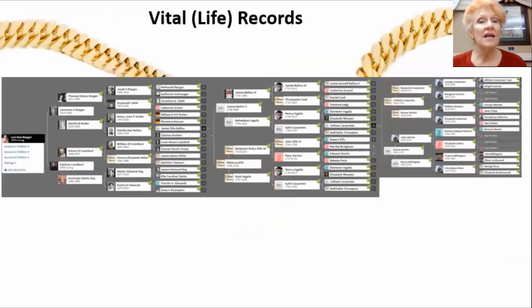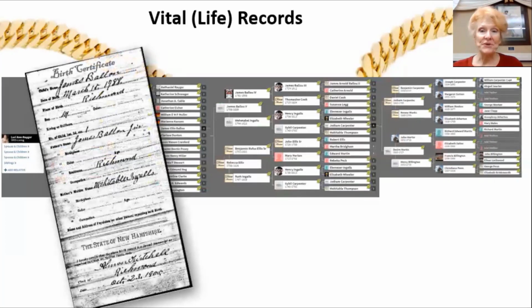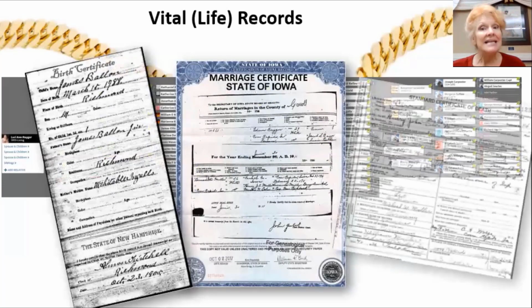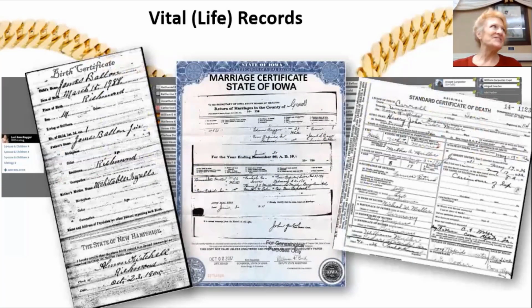The best quality genealogical proofs are the vitals or life records. The ones most sought after are birth certificate, which also lists the parents, marriage certificate, which also lists the parents, death certificate, which also lists the parents. Do you see a pattern here?